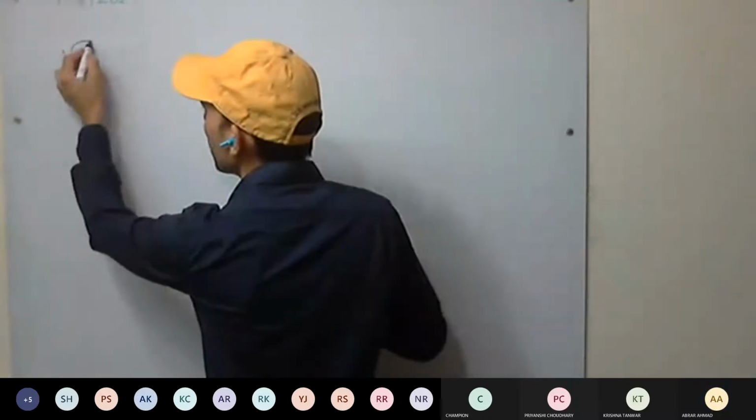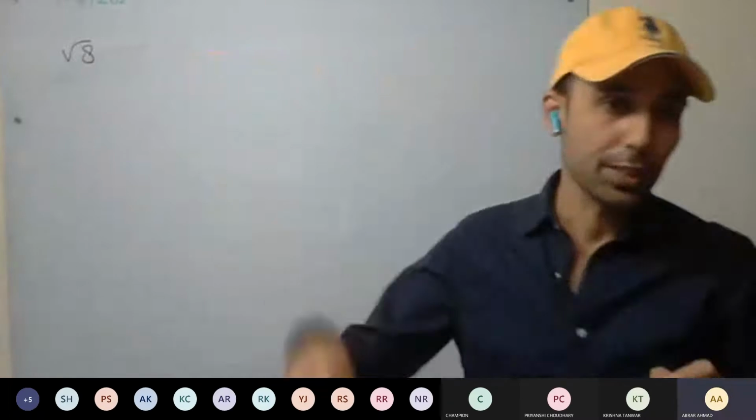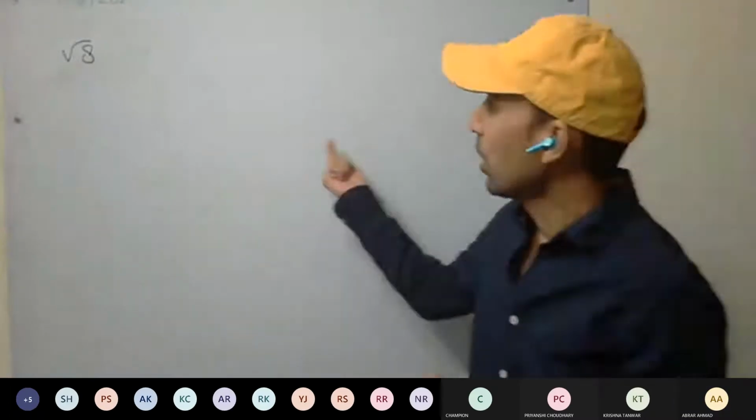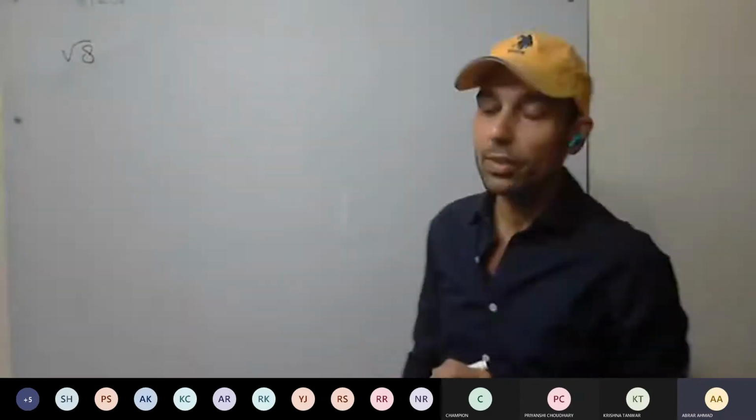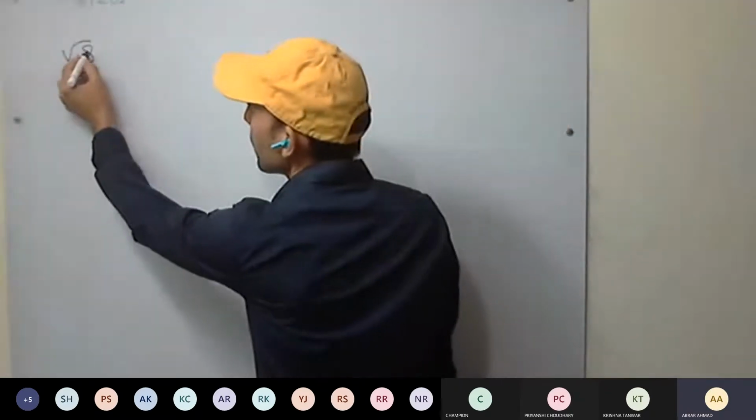Root 8 we have to draw. We have to draw root 8 on the number line. We have the real number line, and on that we have to represent root 8. So how can we draw root 8?